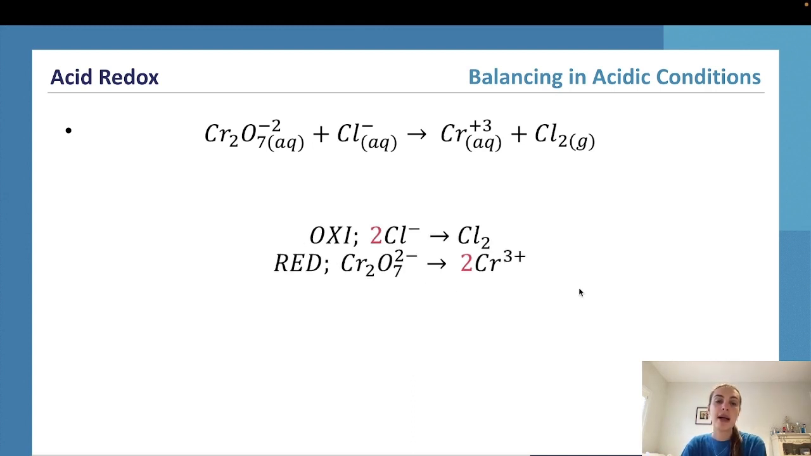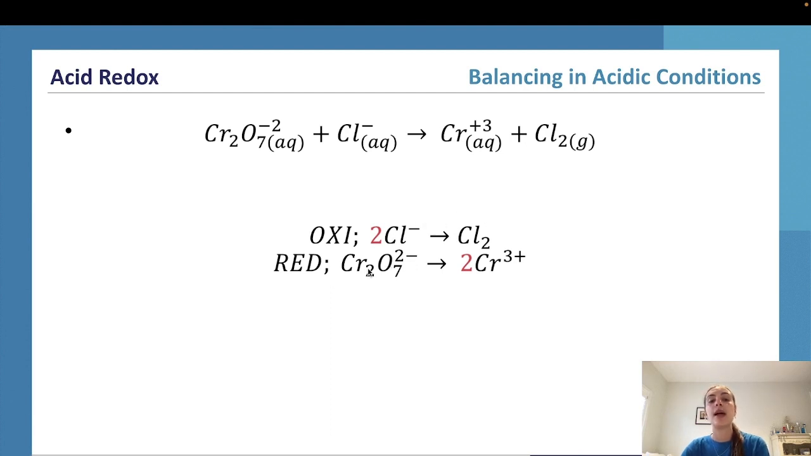So now we need to balance them. We can see on this side of the reaction we've got 1 chlorine, and on this side we've got 2 chlorines. So we need to balance for those. We're balancing for everything except oxygen and hydrogen. So we can balance for chlorine, and that's done for the oxidation reaction.